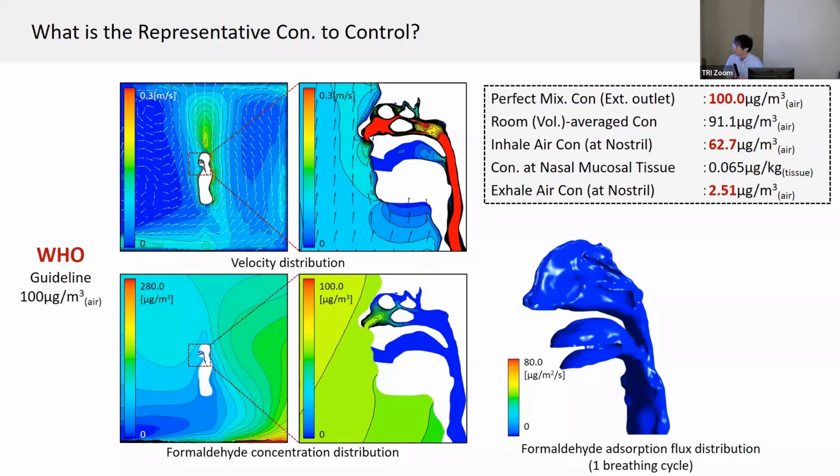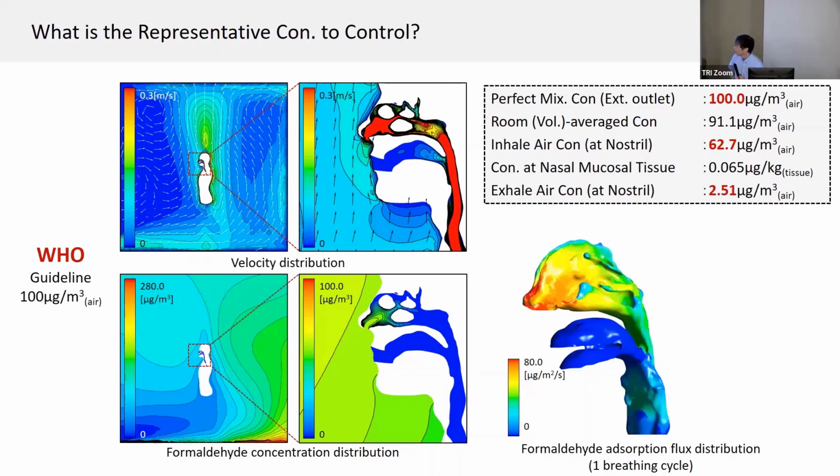And I would like to ask again, what is the representative concentration in this scenario? WHO defined the guideline concentration of formaldehyde at 100 microgram per cubic meter. In this simulation, we carefully set the total emission rate of formaldehyde from floor level and supply fresh air from ventilation systems. And then the perfect mixing concentration of this analysis is controlled at 100 microgram per cubic meter. Therefore, this is the mass balance concentration, and the exhaust outlet concentration of this simulation is 100 microgram per cubic meter.